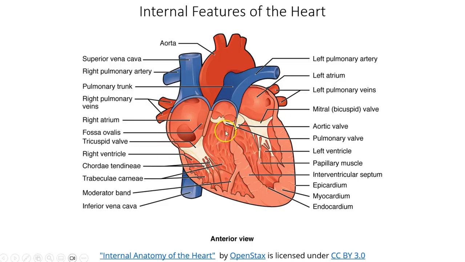So there are conditions where these valves can kind of prolapse and not close properly. One of the most common ones is in this valve right over here, the mitral or bicuspid valve, and so you may have heard of mitral valve prolapse before, and that's just when one of those valves is not closing properly. But we really want to keep that blood flow moving in one direction.